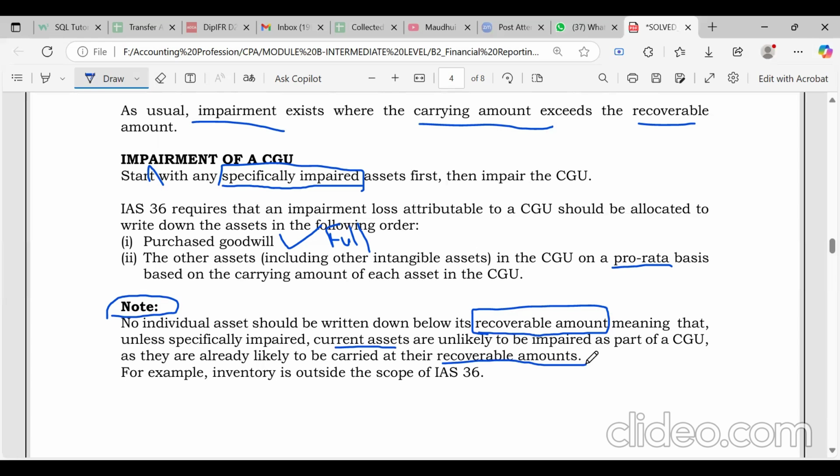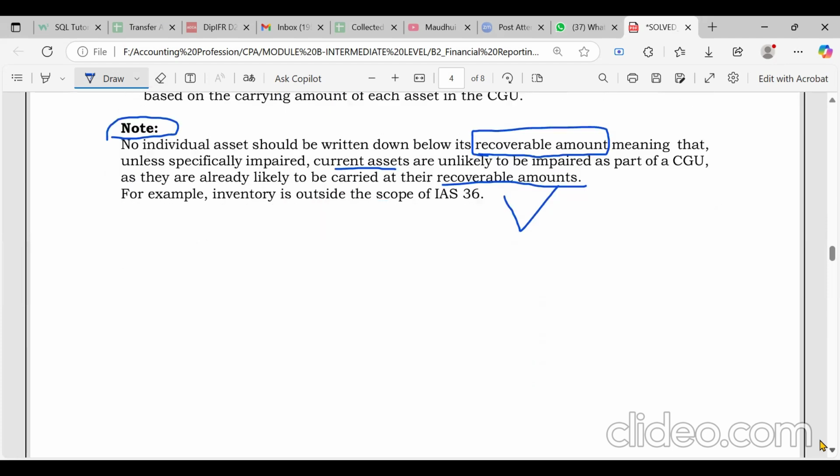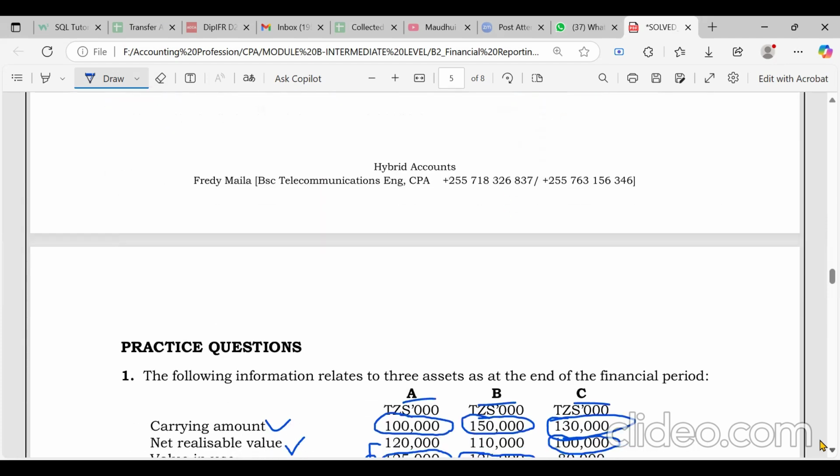So if the question is silent on whether current assets have been impaired, you can just take their figure and put them there, right? So three things to match to net. First, obvious impairment of assets. Then you come to the current assets, put them at the recoverable amount. Then there's the goodwill, and then the remaining assets you do on a pro rata basis.